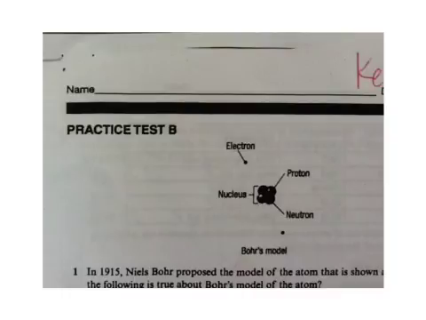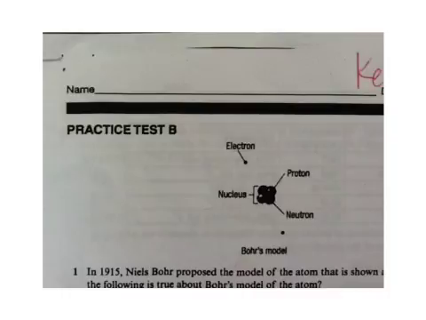Number 19. Which of the following statements correctly describes the force that propels the space shuttle upward during takeoff? A, the shuttle pushes downward with more force than the gases push upward. B, the shuttle pushes upward with more force than the gases push downward. C, the gases push the shuttle downward with a force equal to the shuttle pushing the gases downward. Or D, the gases push the shuttle upward with a force equal to the shuttle pushing the gases downward.